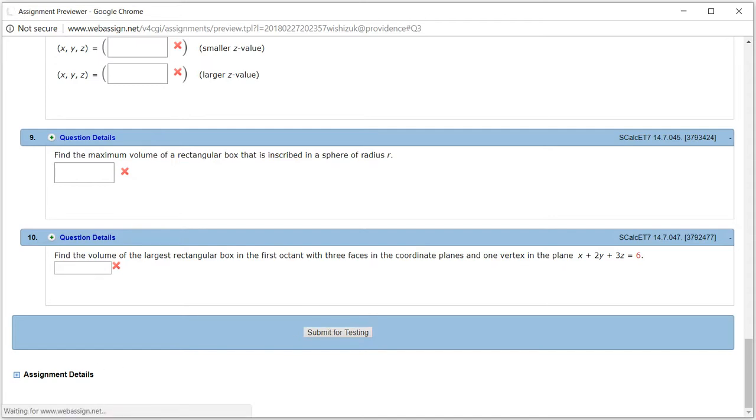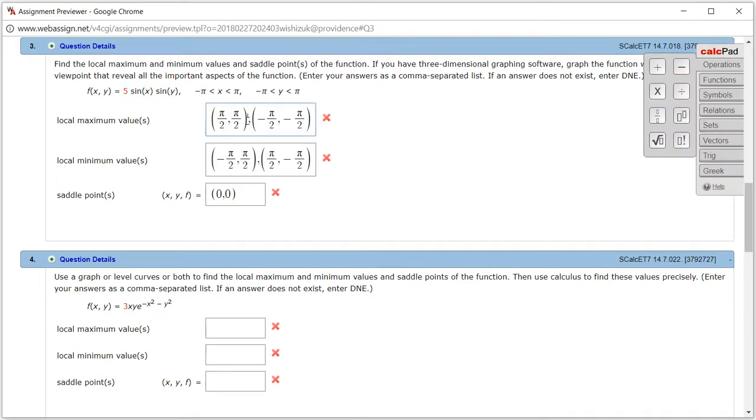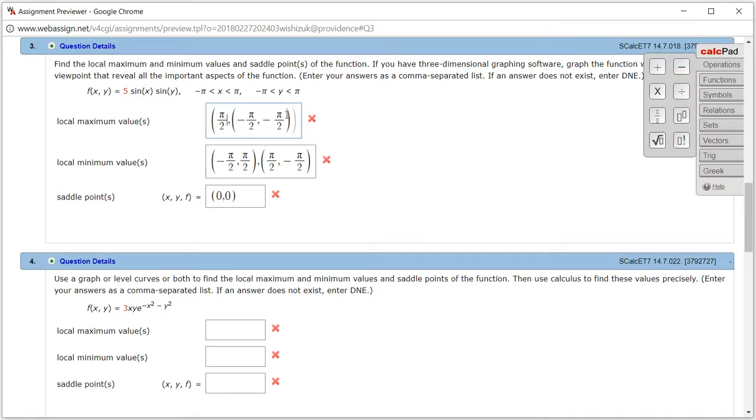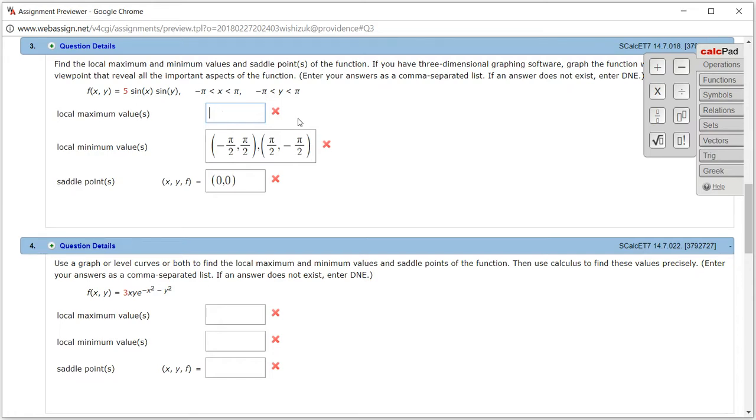Submit for testing. Alright, I didn't read the question. We want to find the local maximum value, so we actually have to plug those guys in. Sine of pi over 2 is 1 and 1, so it's going to be 5. So instead of giving the critical numbers, I have to actually give the values if you plug those points in. Both of them give you a maximum of 5. If you plug in negative pi over 2, that's going to be negative 1. Positive pi over 2 is positive 1. So we're going to have negative 5.